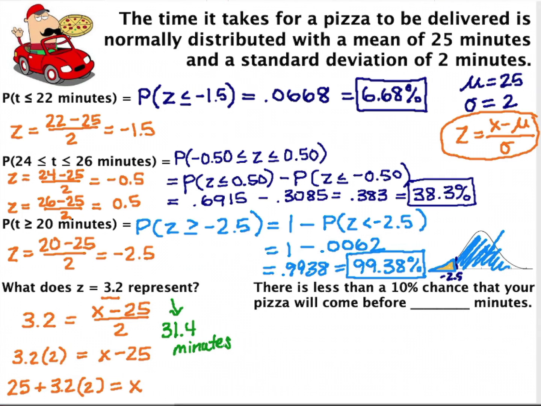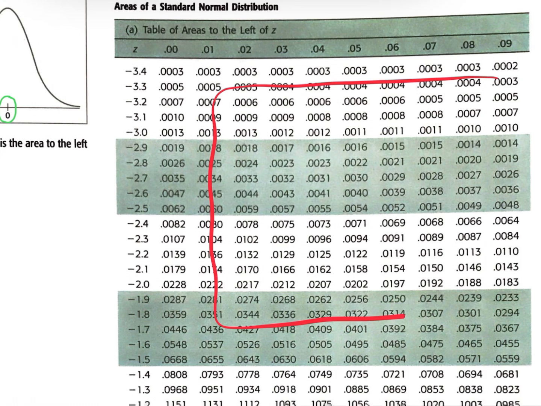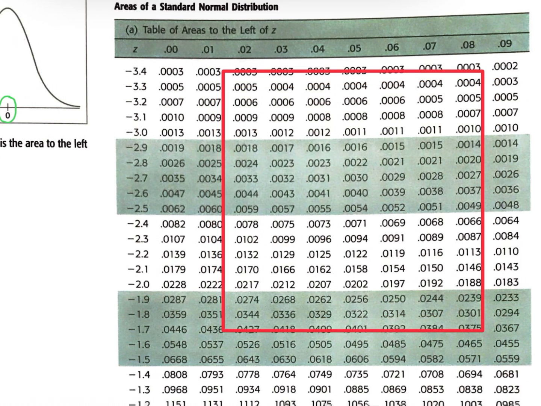There is less than a 10% chance that your pizza will come before how many minutes? Do you recognize this, that they're having us solve for what the z value would be this time? We're going to try to figure out what z-score corresponds to less than a 10% chance. So we're going to go to the table, and this time we already know the probability, and we're going to be trying to search for the z-score.